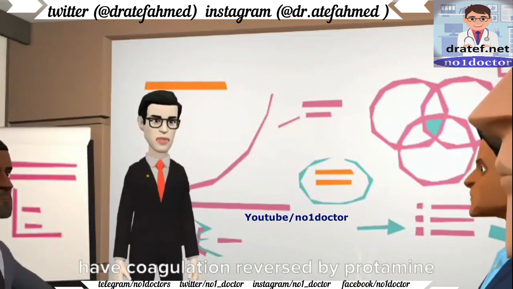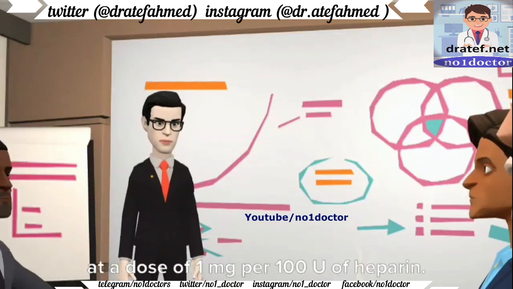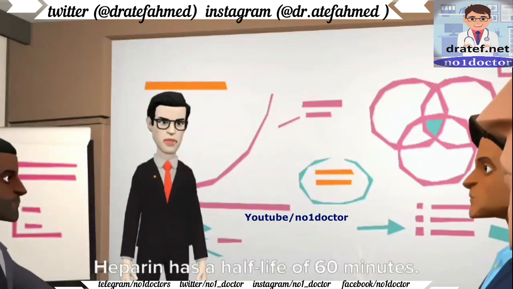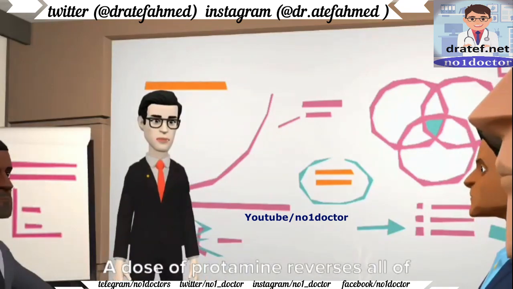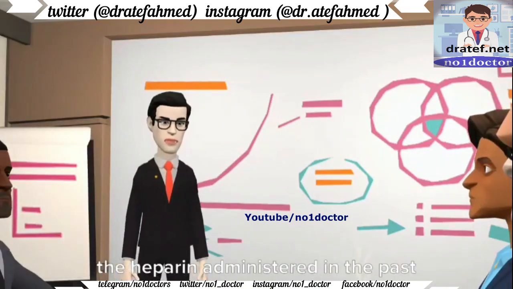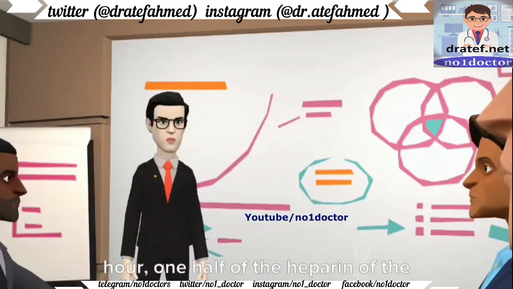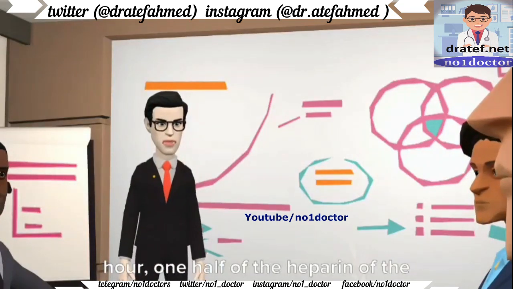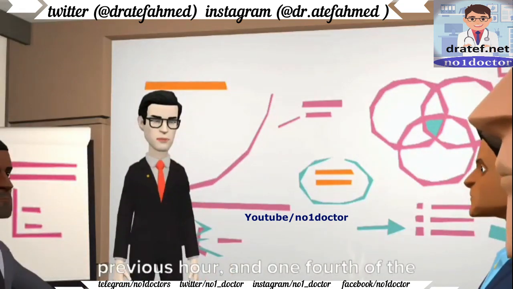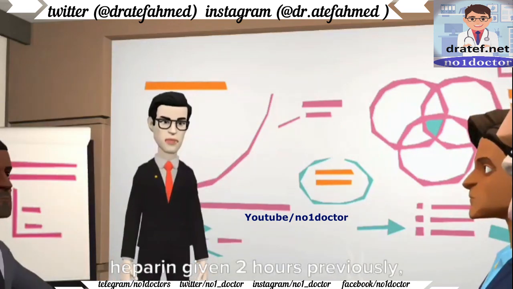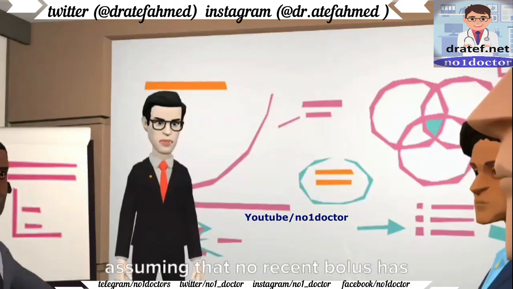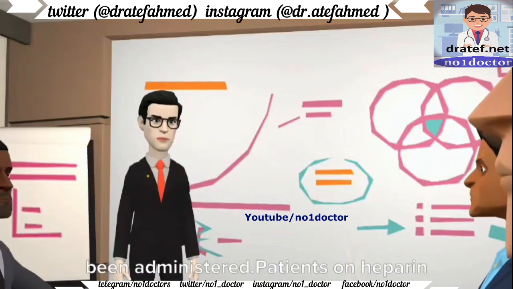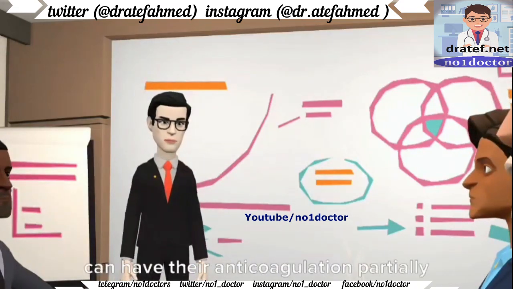Patients on heparin can have coagulation reversed by protamine at a dose of 1 mg per 100 U of heparin. Heparin has a half-life of 60 minutes. A dose of protamine reverses all of the heparin administered in the past hour, 1/2 of the heparin of the previous hour, and 1/4 of the heparin given 2 hours previously, assuming that no recent bolus has been administered.